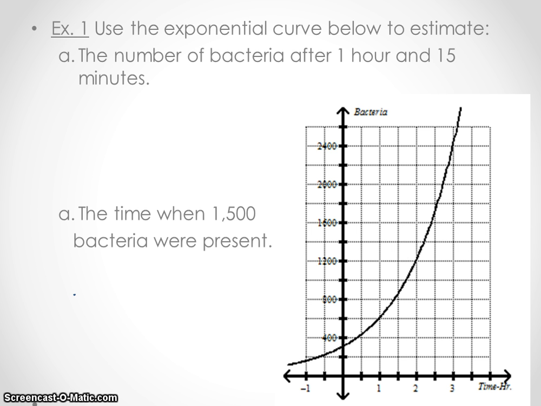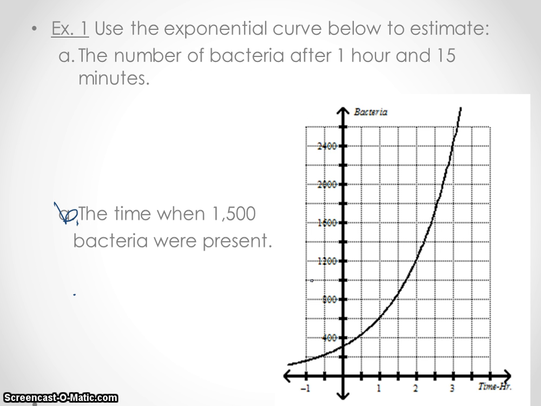It says use the exponential curve below to estimate A, the number of bacteria after 1 hour and 15 minutes, and B, the time where 1,500 bacteria were present. Let's deal with letter A first: the number of bacteria after 1 hour and 15 minutes.